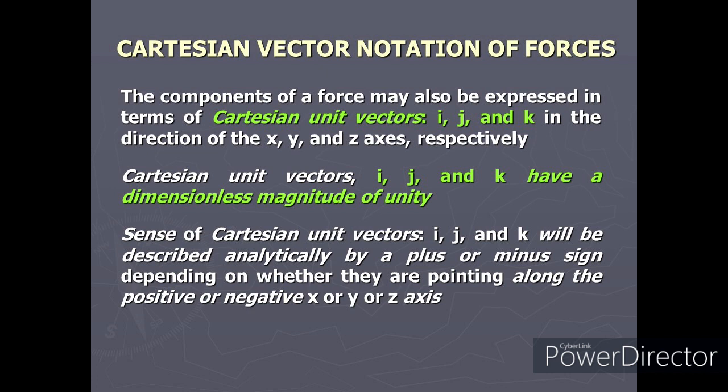Signs of Cartesian unit vectors i, j, k will be described analytically by a plus or minus sign, depending on whether they are pointing along the positive or the negative axis. What are we saying in essence? When you have the xy axis, the direction of the x-axis is described using a unit vector called i. It's a vector. For y, we use j. For negative x, we use minus i, isn't it? For negative y, we use minus j. Okay? These are vectors describing the direction of the axis.